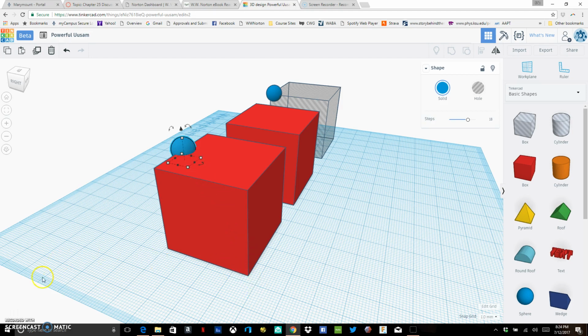Hopefully that helps you to visualize this a little bit better, along with the explanation that I gave on the discussion board.